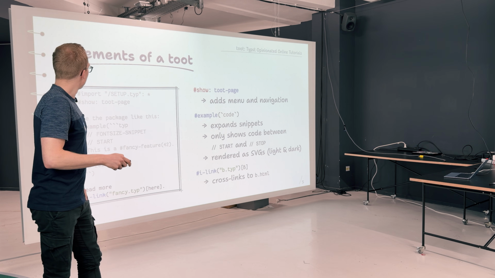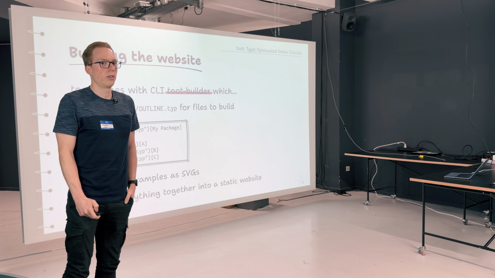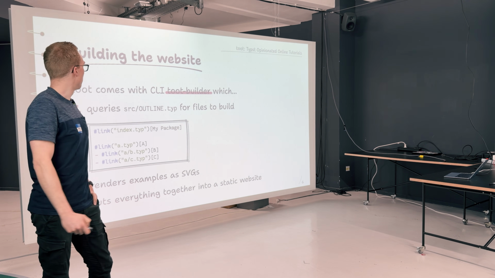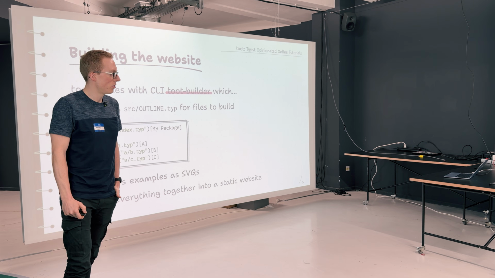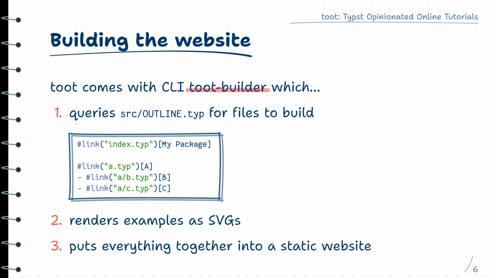And then if you want to actually build the website, Toot comes with a CLI called Toot Builder. And yeah, it handles all the magic stuff for you. So it does 3 steps in principle. The first step is it reads a certain file called source outline. If you've used mdBook before, there's this summary.md, and here it's just called outline. And it contains the structure of this navigation menu in principle.